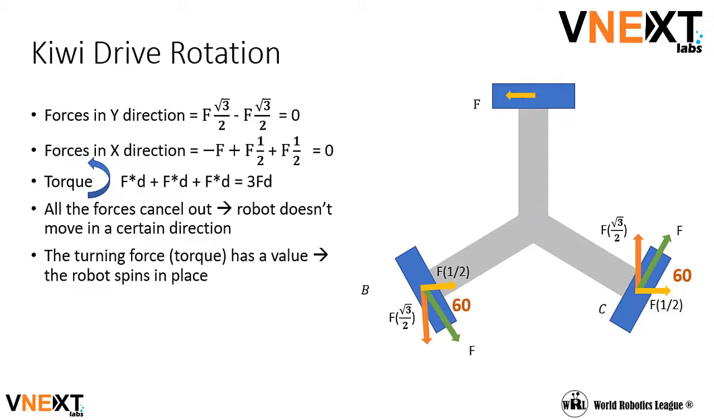Now we want our Kiwi Drive to rotate. To do this, we want to turn all of our wheels in the same direction. This will result in the forces in the y direction and x direction canceling out, resulting in only a torque of 3Fd, so the robot will spin in place.